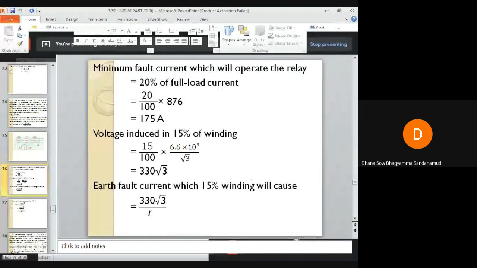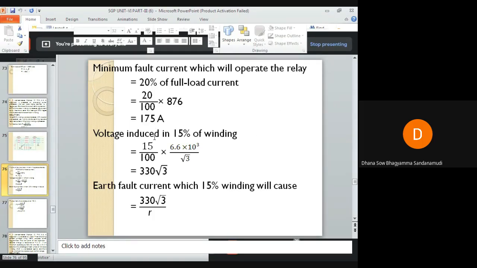Okay. Now the minimum fault current which will operate the relay is mentioned in the problem, that is 20% of the full load current. So 20 by 100 into full load current, which is 876, just now we have calculated. You just simplify it, you will get 175 amperes. So 175 amperes is the minimum fault current which will operate the relay.